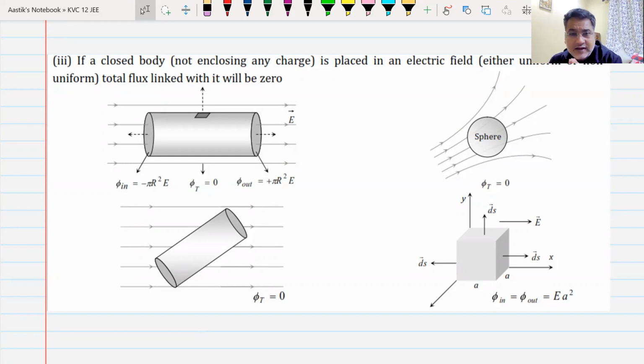In some cases, you will find that the flux is not coming as 0. That means that there is a charge inside that surface. I'll just take you to the question that we had done.